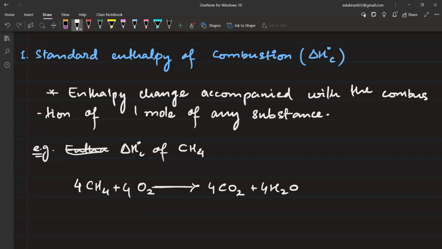How many oxygens here? Tell me, total, how many oxygen atoms? 8. How many here? 8. And how many here? 4. So in the product we have 12 oxygen. In the reactant we have only 8.